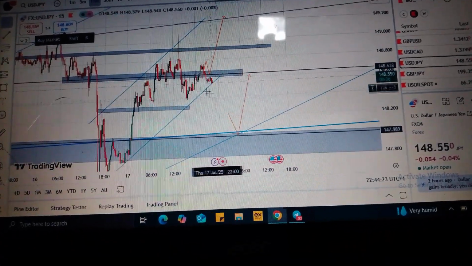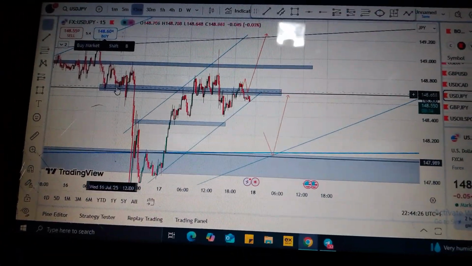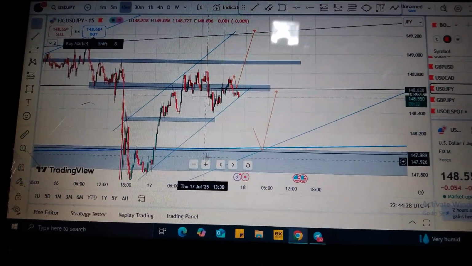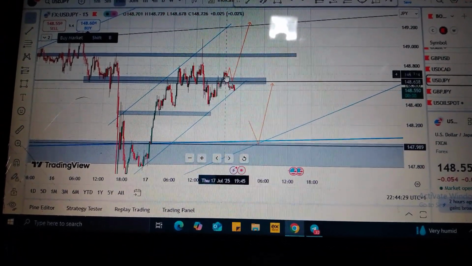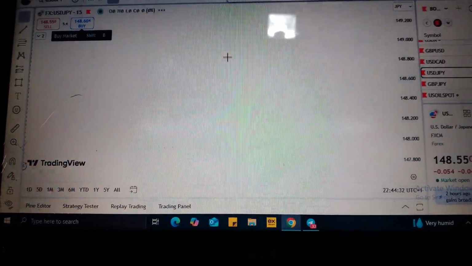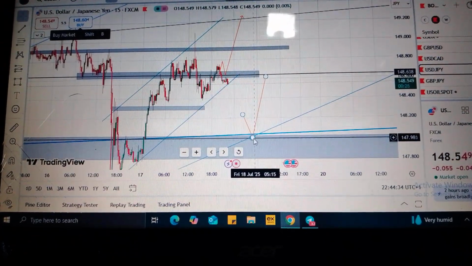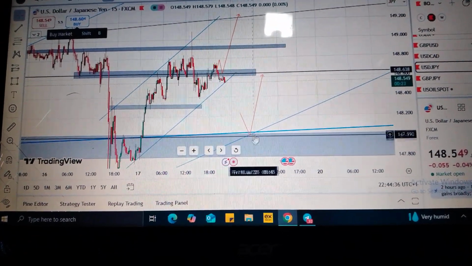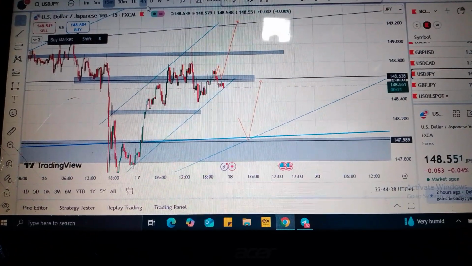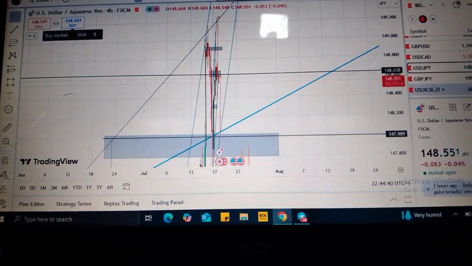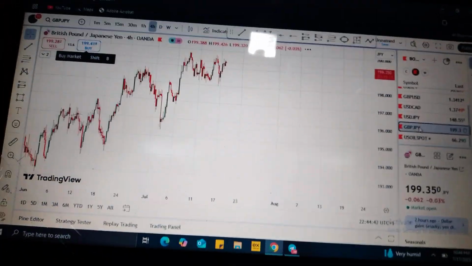I'm waiting for it. You can see rejections of this level, right? So if you break below and retest, I might sell, but it just makes sense for me to buy from here after a rejection from this level. So it's 12 minutes. I'm trying to keep this as fast as possible.